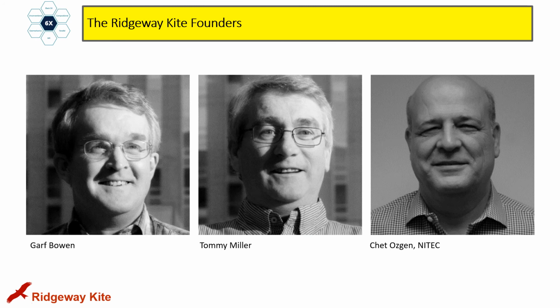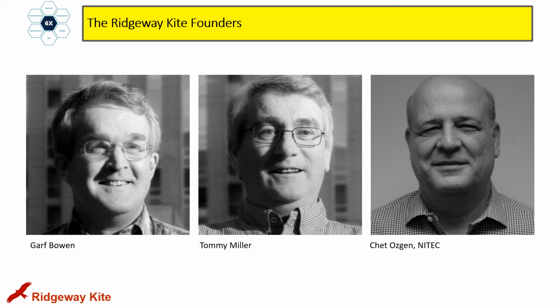So a little about the team that kicked this off. Tommy Miller was with the Eclipse team at Schlumberger from 1987 to 2013. He's both the co-founder and the CEO of Ridgeway Kite. Garth Bowen on the left was with the Eclipse team from 1987 to 2013 as well. He's also a co-founder and he directs the 6X technical development.